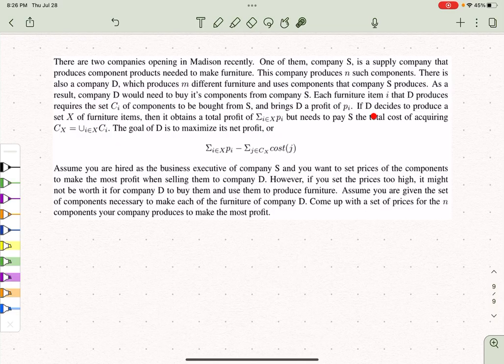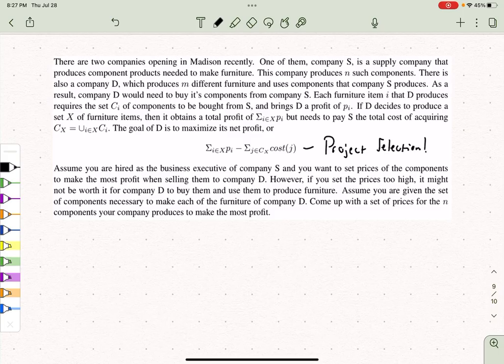So if D decides to produce a set X of furniture items, it obtains profit for each furniture item it makes, but it has to also pay S the total cost of acquiring those components needed to build those specific furniture items. So the goal of D is to maximize its net profit, which is this. So this is exactly the project selection problem.